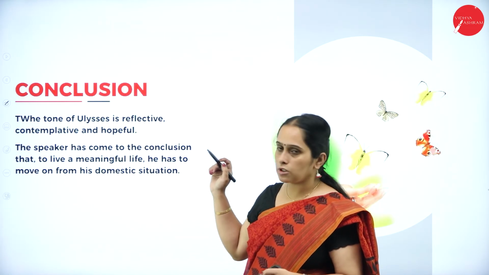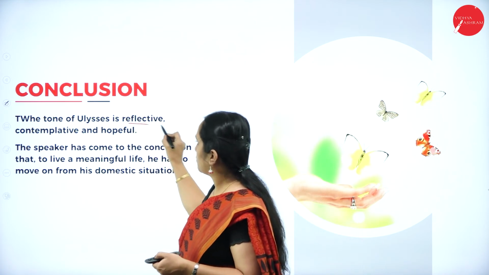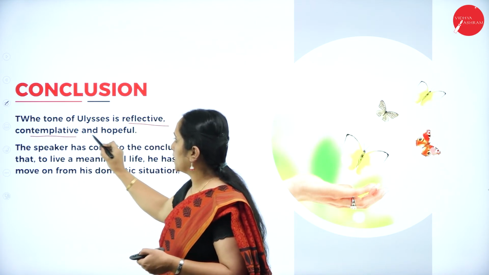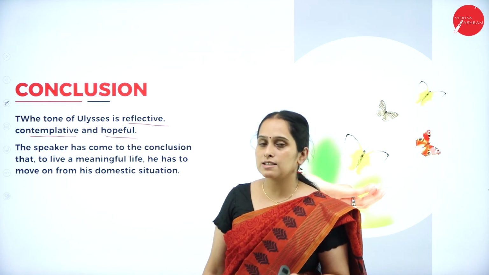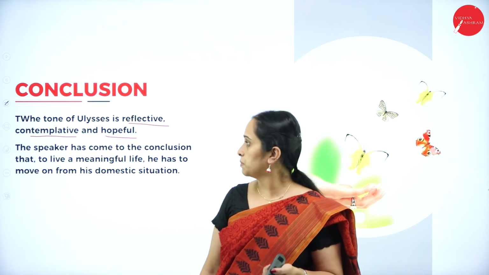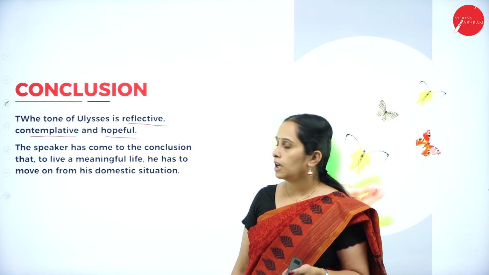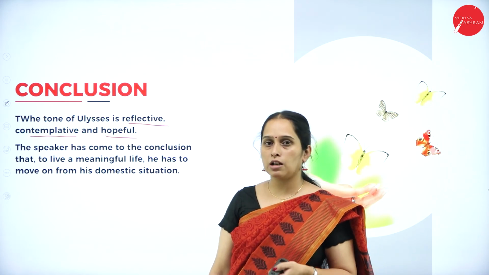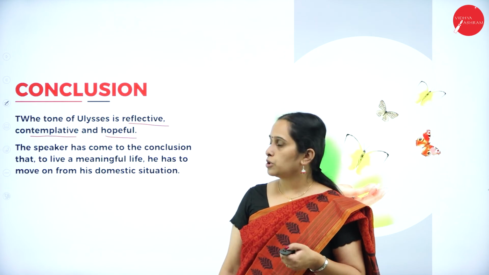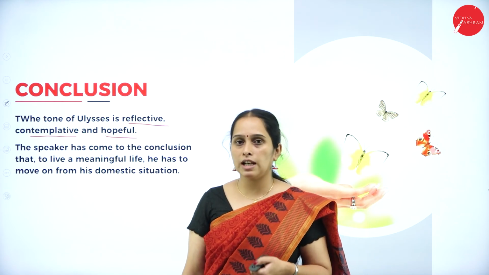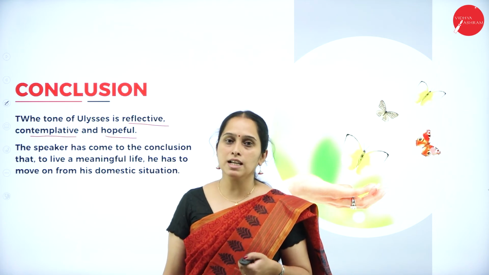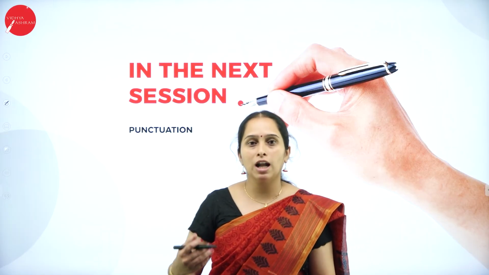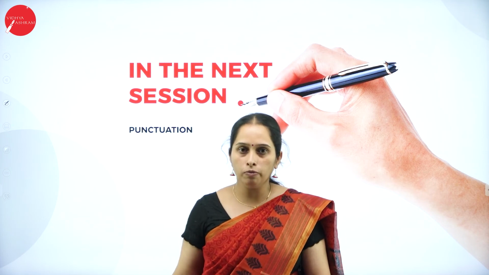The tone of Ulysses is reflective, contemplative and hopeful. The speaker has come to a conclusion that to live a meaningful life, he has to move on from his domestic situation. So I hope you all understood this poem well.